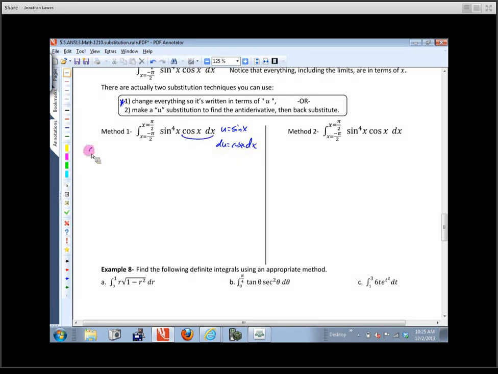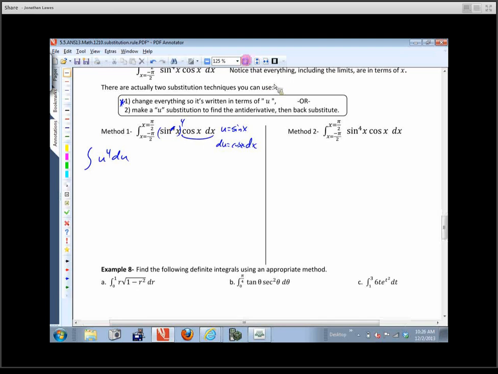So if I were to do this, don't write all of this down. This is going to be u to the 4th, because remember this is sine of x raised to the 4th. That's my u. There's cosine x dx, so I'm going to put a du there. I can't just leave them this way, because these are limits of x. So I'm going to go ahead and change those. I'm going to find their u equivalent, we'll call it.